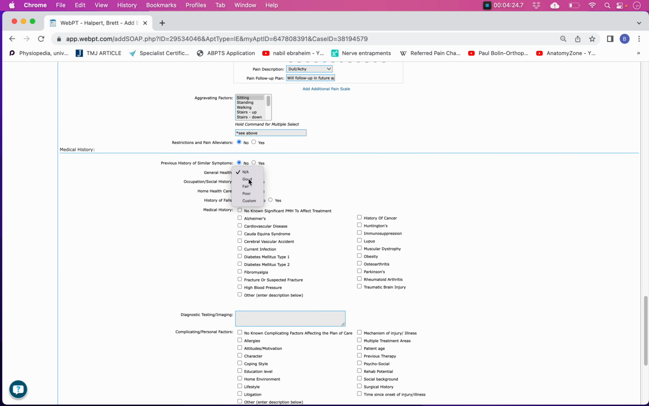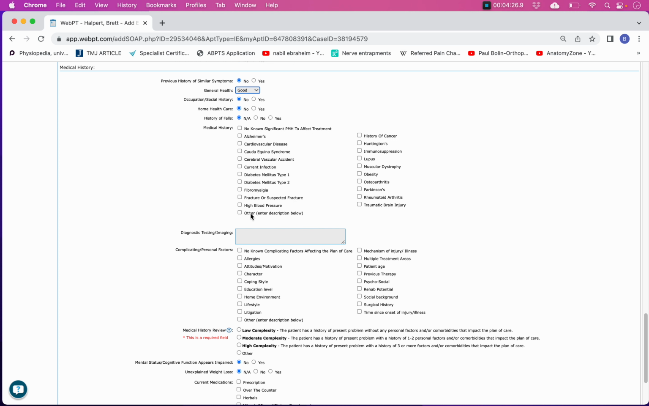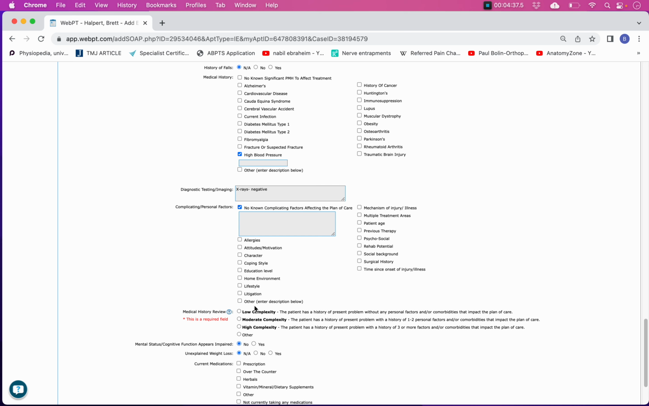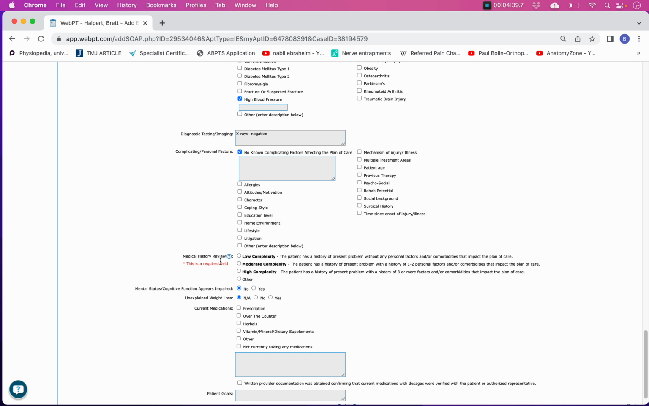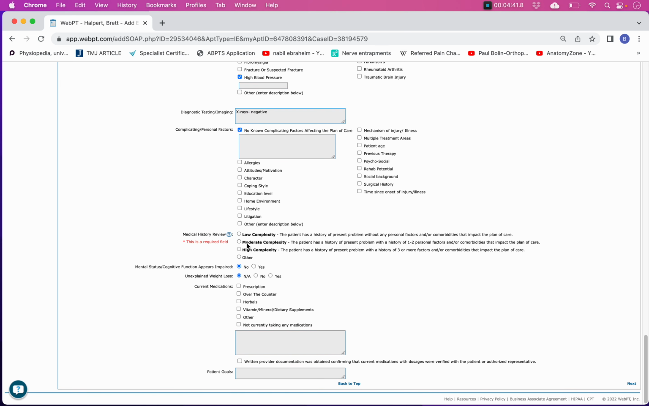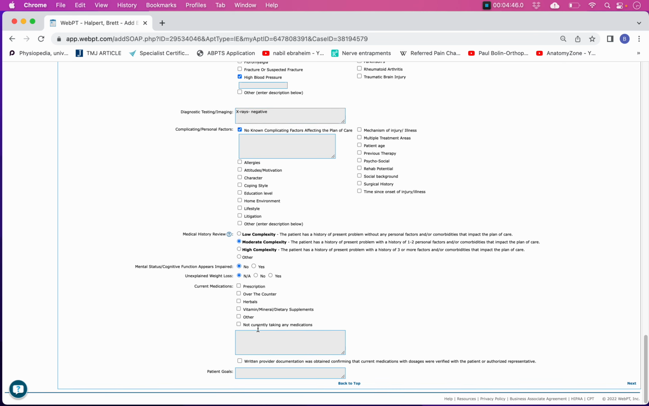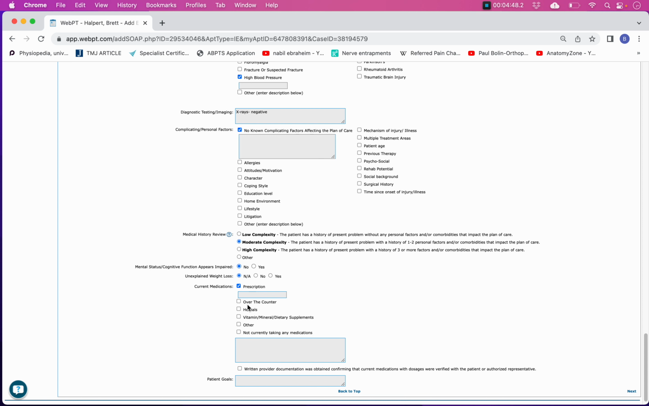Medical history, so he's in good health. We'll say he has high blood pressure. Imaging, x-rays, which were negative. No known things to affect it, so nothing on this list. Say moderate complexity since he has the high blood pressure. Prescription. Sometimes I say see docs, or if it's just one or two, I'll just write it.